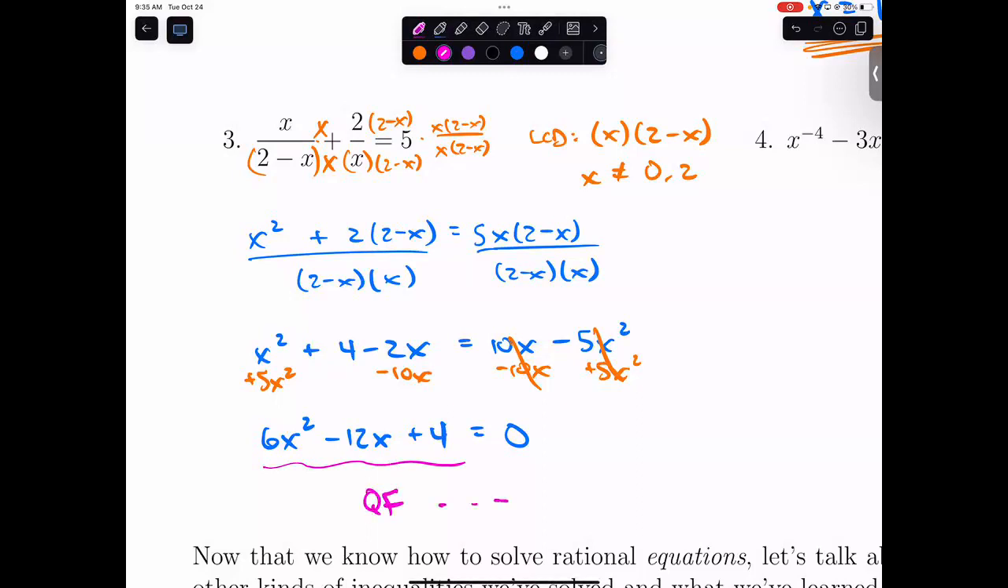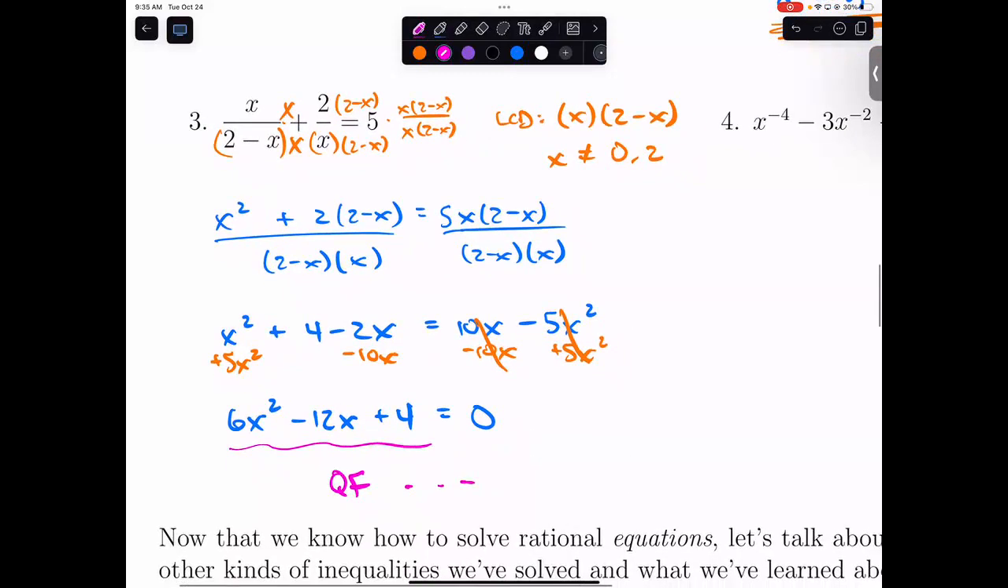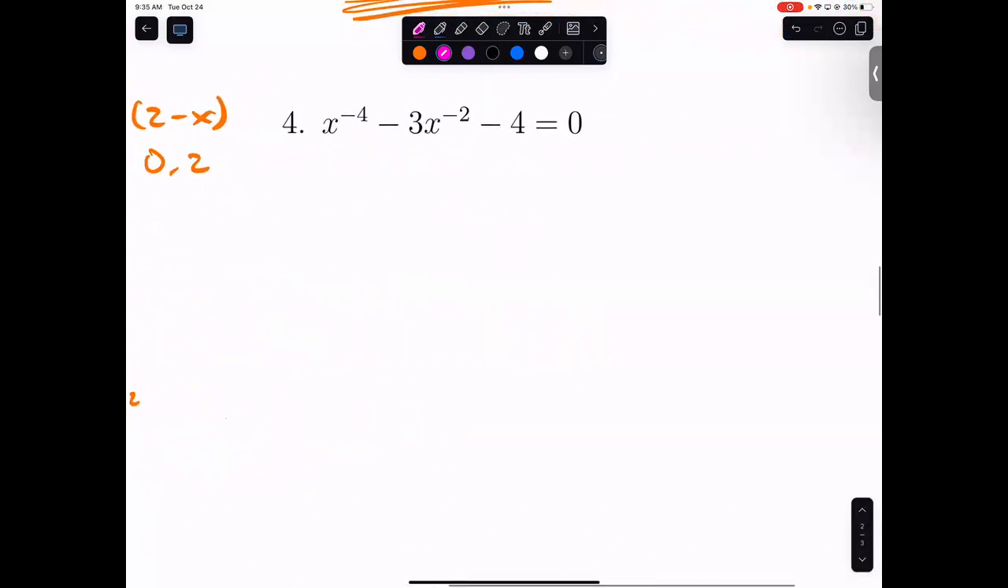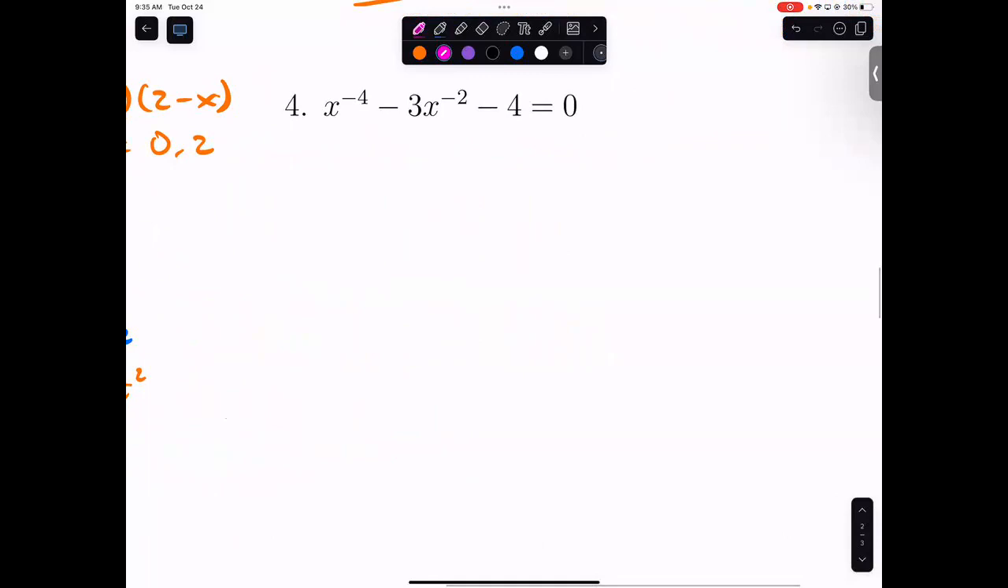and solve from there. And then again, once I get to solutions, I need to make sure that neither 0 nor 2 show up there, right? Or if they do, I have to get rid of them.